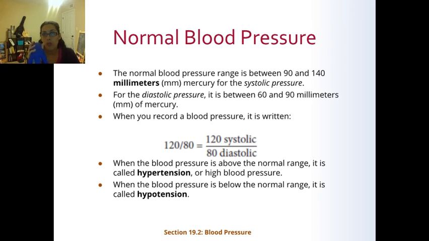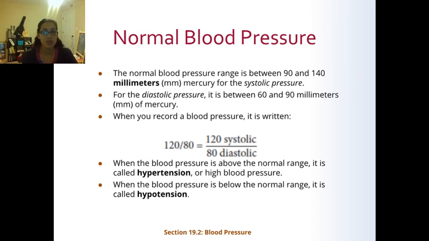When you record a blood pressure, there is a standard way we do it. Everybody writes it this way. Systolic, the max force, over diastolic, the relaxed force. Systolic over diastolic. And average is 120 over 80.